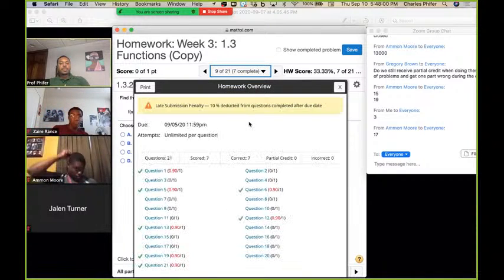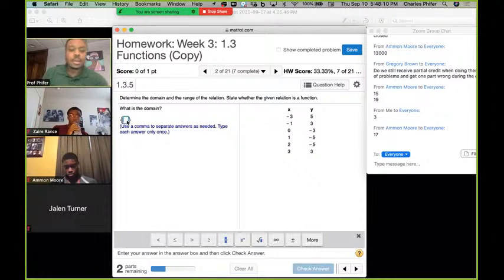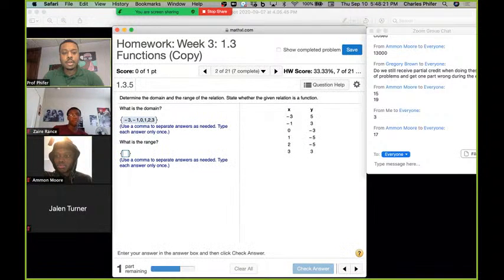I'm going to go to number 2. Domain and range. Is this a function? Okay, what's the domain? This is straightforward. We just did this one. Negative 3, negative 1, 0, 1, 2, 3. And then the range.